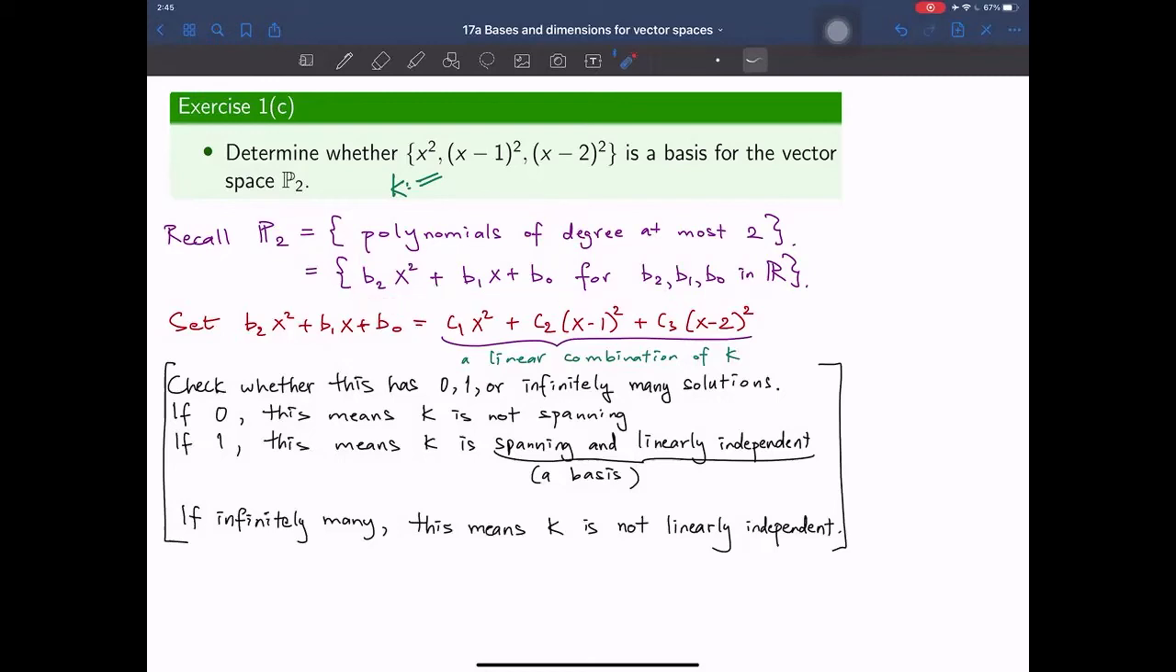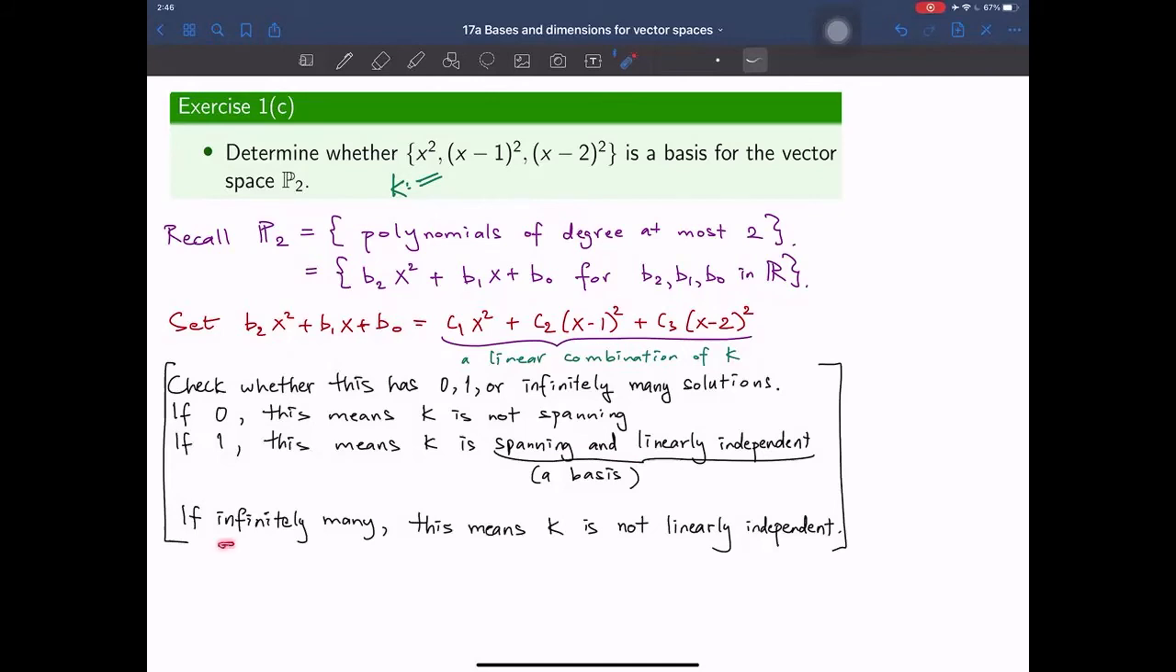So instead of checking linear independence and spanning separately, we can do both in one computation. We say let this be any element in P2, and we set this equal to a linear combination of our subset K, and we will count how many solutions this equation has. If this equation has 0 solutions, this means that our subset is not a spanning set, and so it's not a basis. If the equation has exactly 1 solution, this means K is a spanning set and also linearly independent, so K is a basis.